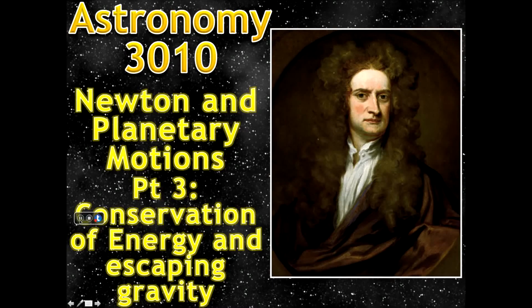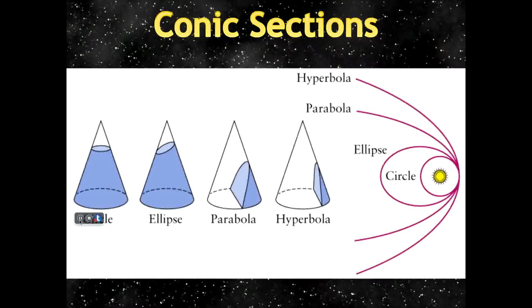This is the third section for week 3 of Astronomy 3010. And so for this section we're going to talk about different shapes of orbits and whether orbits are bound or unbound. And this can be thought of as being conic sections.